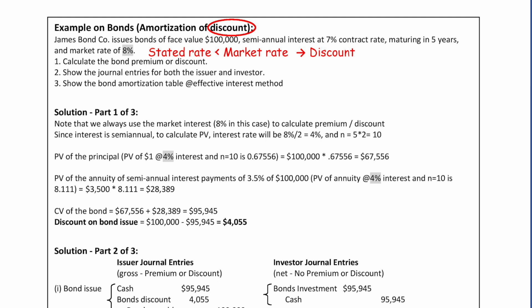Now looking at the first part of the solution, we calculate the present value of the principal and the present value of the annuity of the semi-annual interest payments. So put a box around 67,556 and write present value of principal. Put a box around 28,389 and write present value of interest payments.